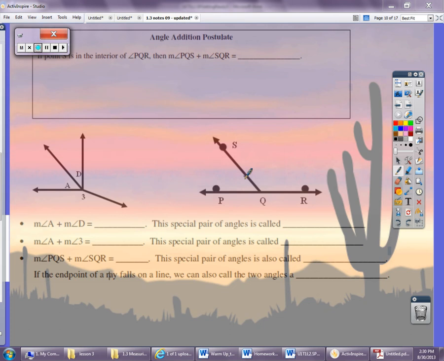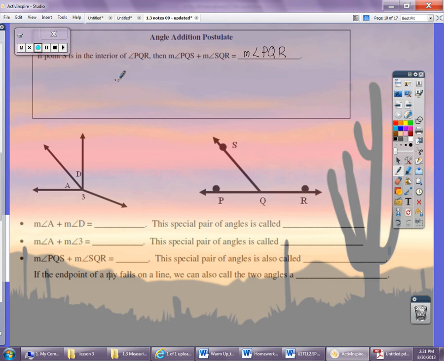Alright, notes 1.3, measuring angles. First thing we're going to talk about is the angle addition postulate. So when we look at this, if point S is in the interior of angle PQR, then the measure of angle PQS plus the measure of angle SQR is going to equal the measure of angle PQR.